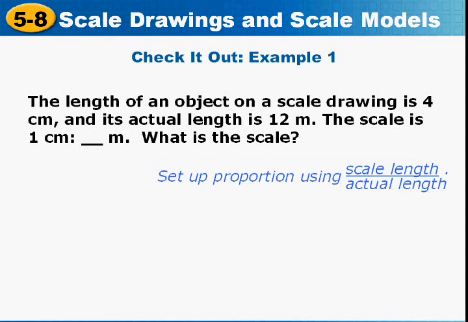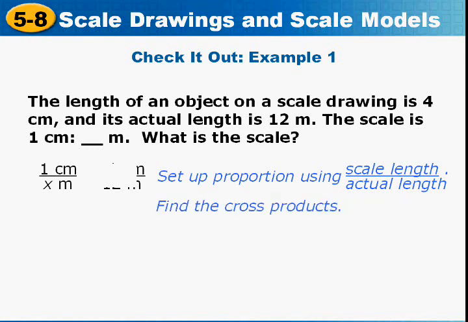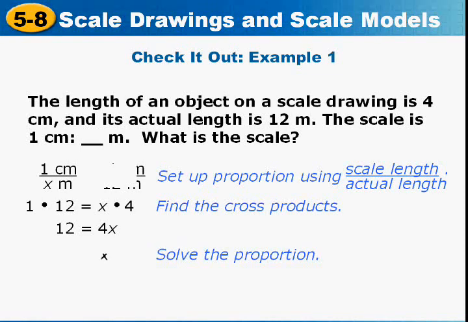Set up the proportion using scale length to actual length. We're asking 1 centimeter is to how many meters. The other ratio is 4 centimeters to 12 meters. Find the cross products: 1 times 12, x times 4. 12 equals 4x. The inverse operation of multiplication is division, so we divide by 4, and we get 3. So the scale is 1 centimeter to 3 meters.